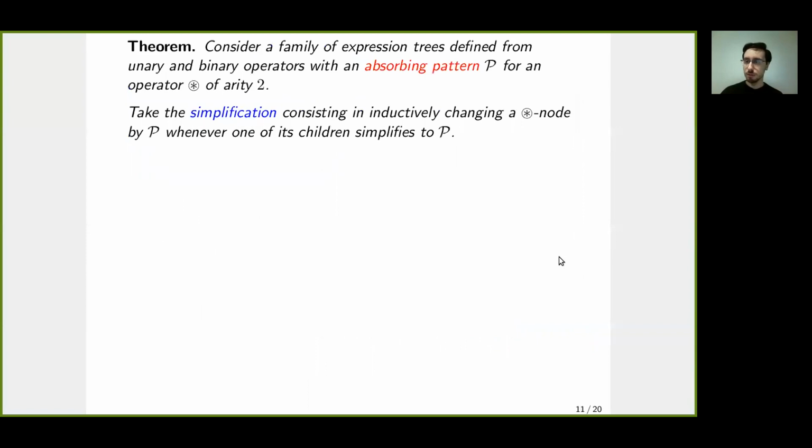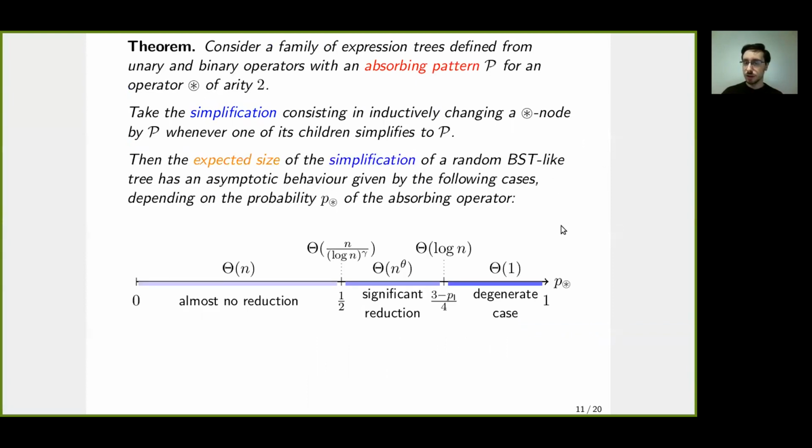So now we get to the main theorem. We have an absorbing pattern associated to an operator of arity 2. We consider our simplification, which works bottom up according to the absorbing pattern and the absorbing operator. And we show that on average, the expected size of a BST-like tree after simplification has five regimes, shown in this picture, according to the probability P circle star of the absorbing operator.